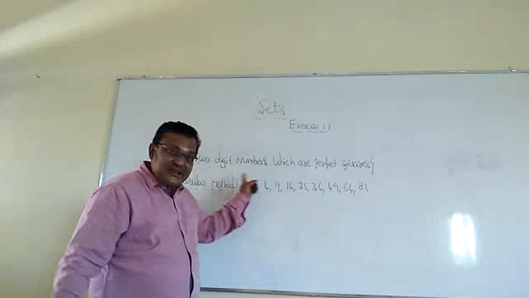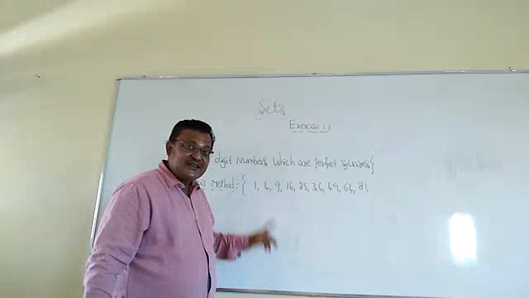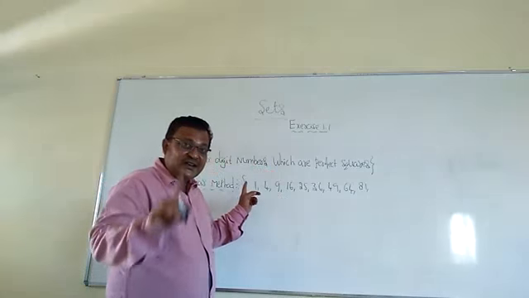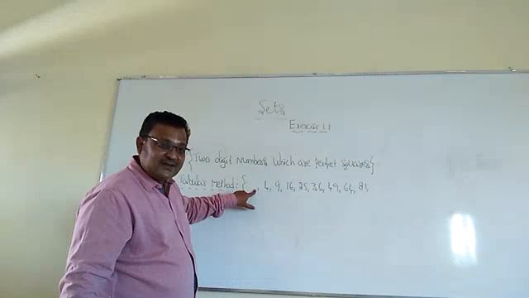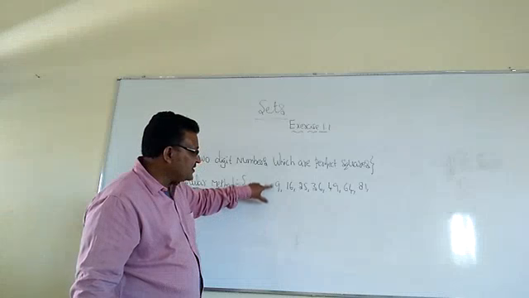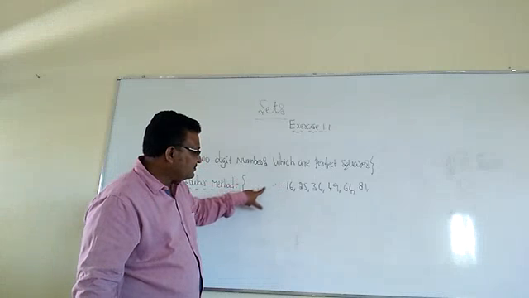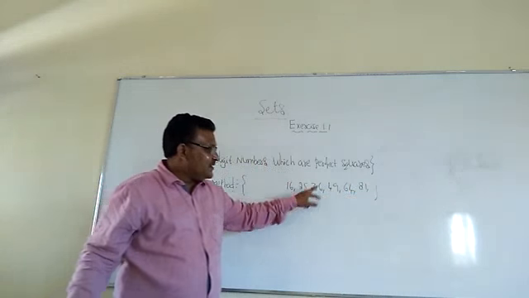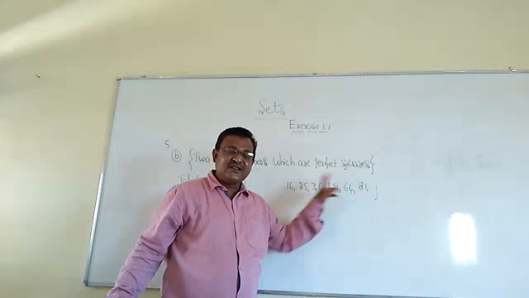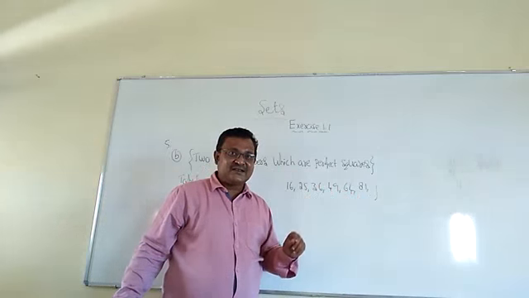But they asked to write two digit numbers. So we should not take into account one digit numbers. So 1 will not come, 4 also will not come, 9 also will not come. What remains here? 16, 25, 36, 49, 64, 81. These are all the perfect square numbers.